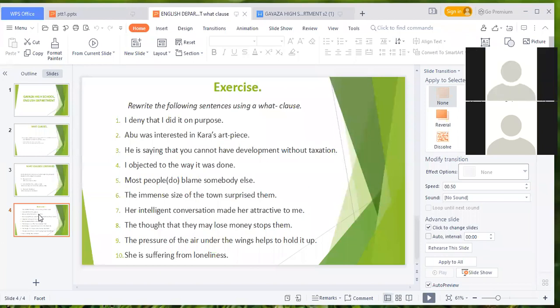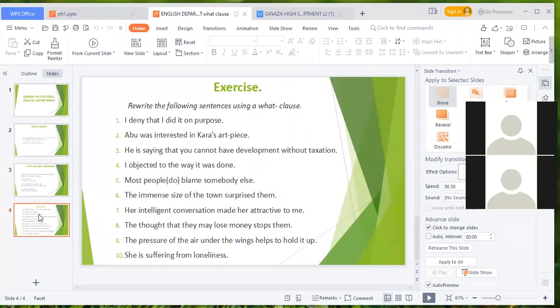Esther. Excuse me, teacher, could you please repeat number 1? Number 1, I deny that I did it on purpose. What I deny is that I did it on purpose. Can you change the tense, or that would be wrong? It is a present tense, I deny, so we can't change it to past. Let us always maintain a tense. Okay, thank you so much.